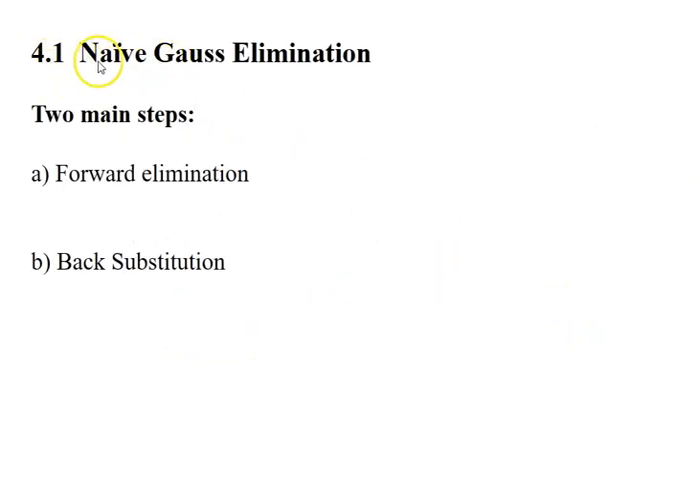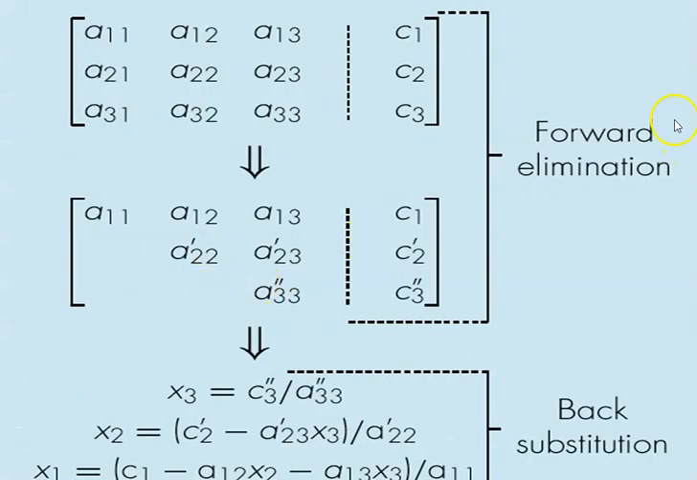So for the first one, we call it Naive Gauss elimination. There are 2 main steps. The first step is what we call forward elimination, and the second step is back substitution. So this is a flow chart showing all the steps involved in Naive Gauss elimination.